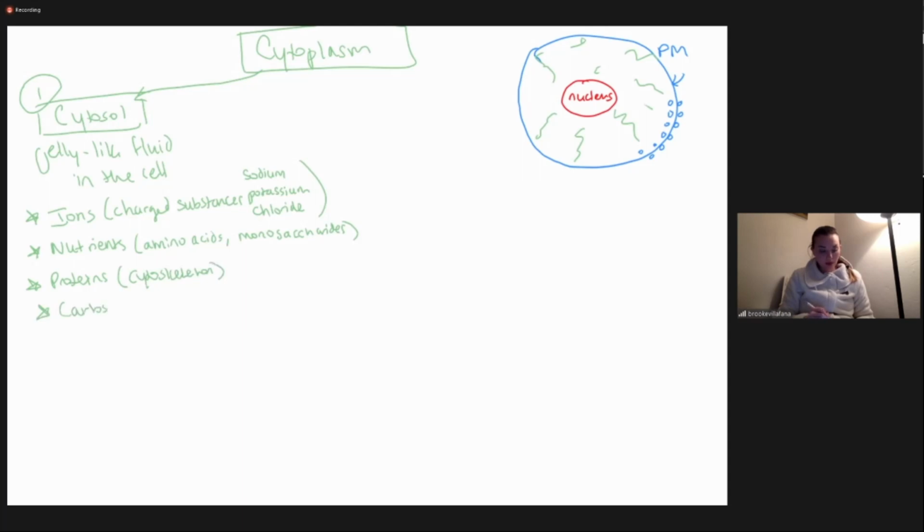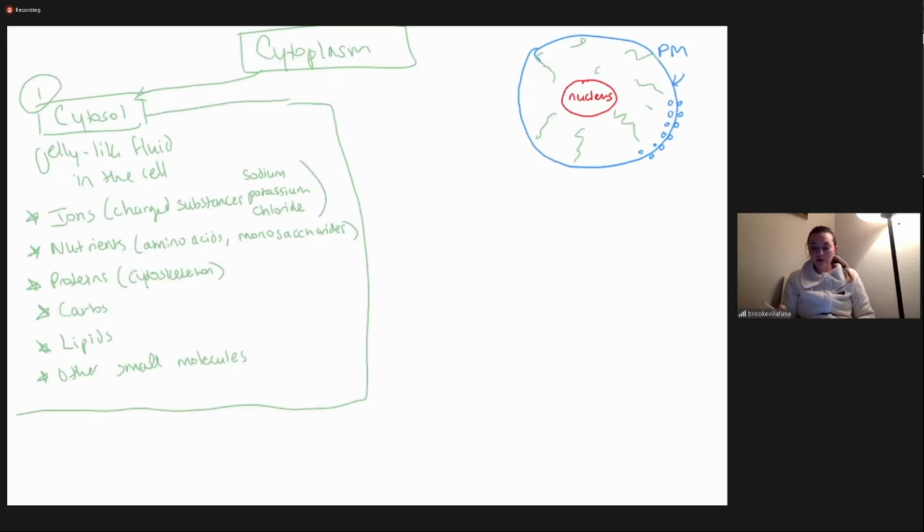Carbs, lipids, and other small molecules. So you would need to know all of those for the test, right? That's ions, nutrients, proteins, carbs, lipids, and other small molecules. You need to know that all of that is found in the cytosol of the cytoplasm of the cell.